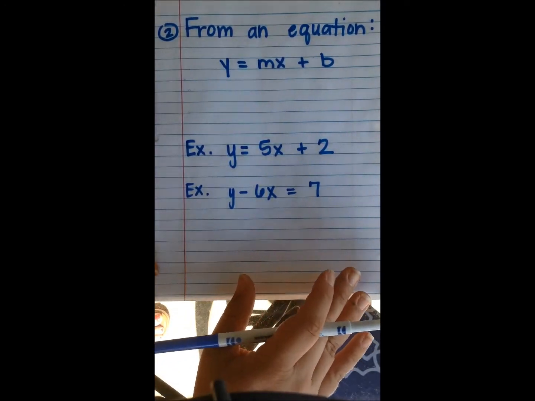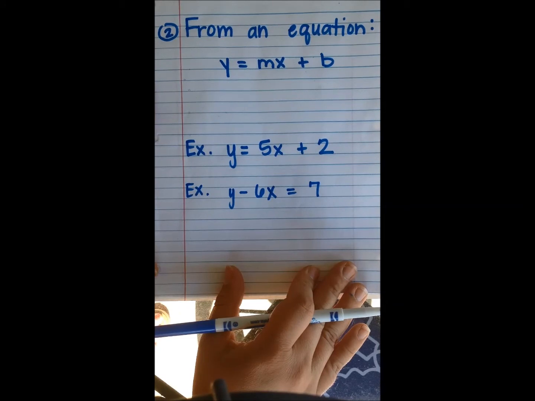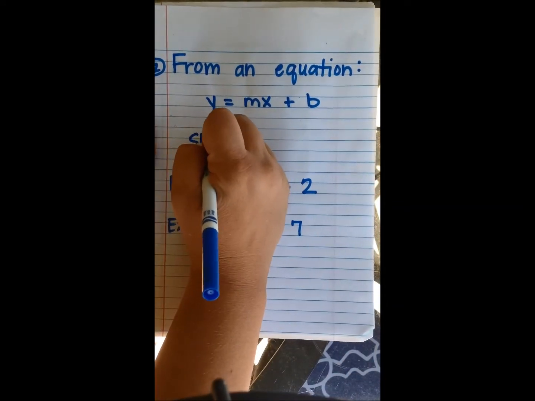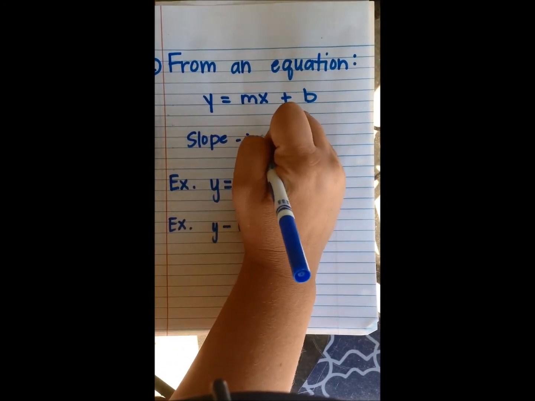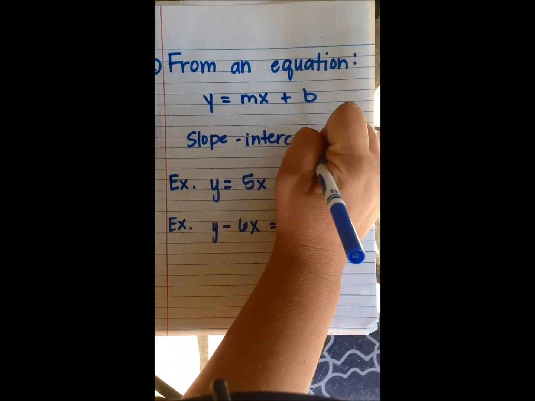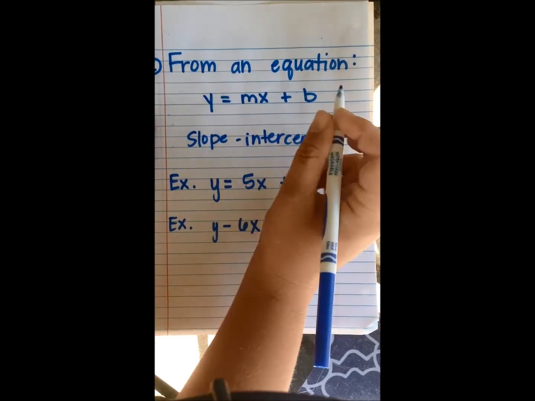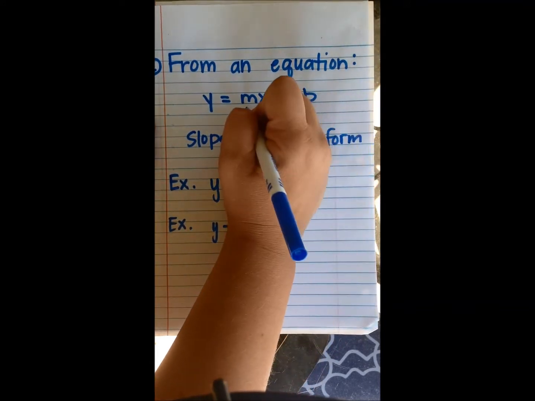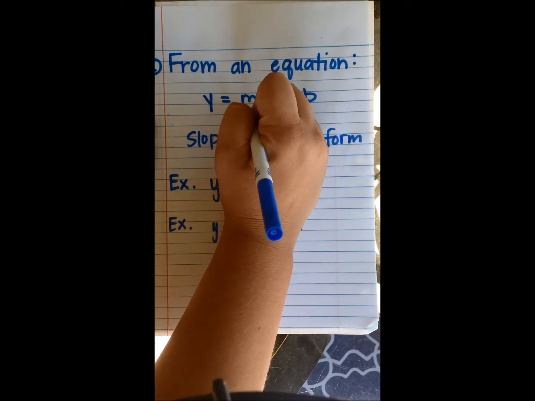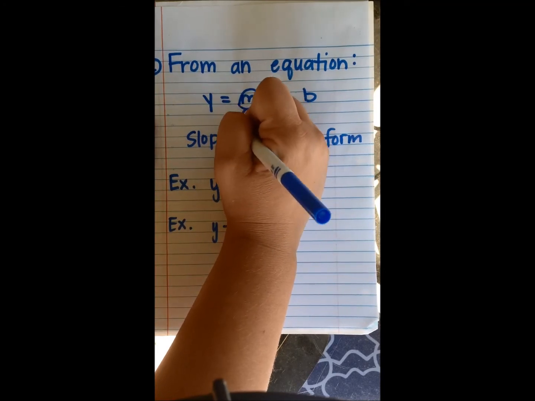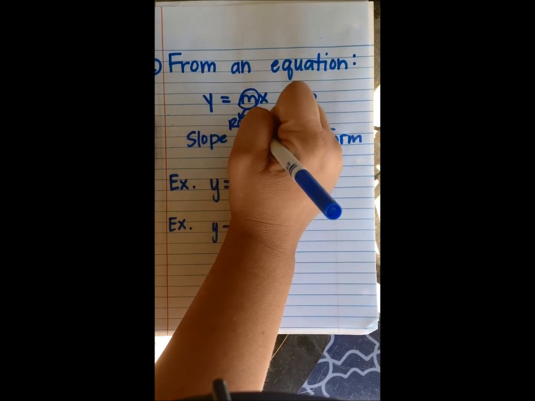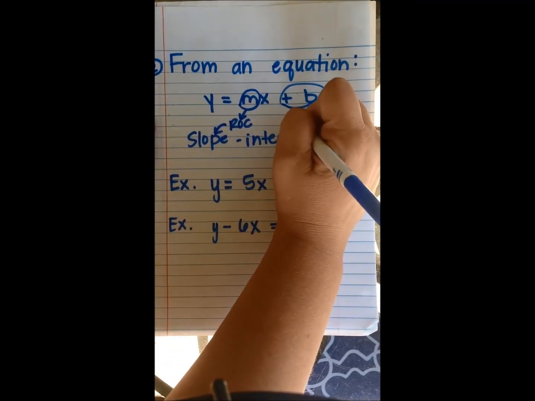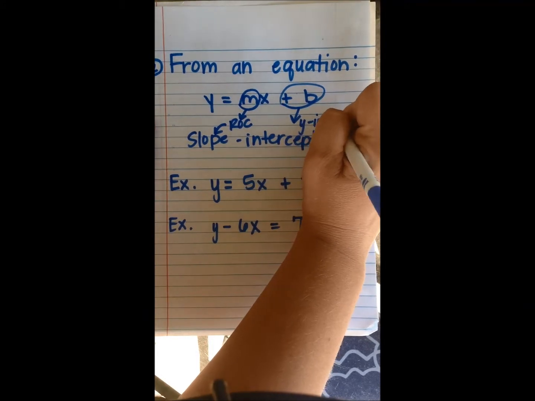The second way to find the rate of change is from an equation. And when we do this, you need to make sure your equation is in slope-intercept form. And that means it needs to say y equals some number times x plus another number. When you have it in this form, the rate of change is super easy to find. It's the number in front of x. Remember, rate of change is also known as slope, so that's where that comes from. And then the number on the end by itself is the y-intercept.